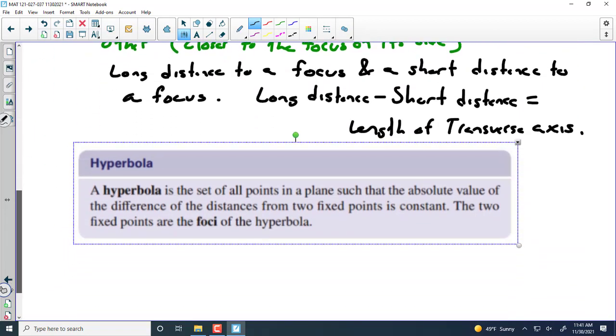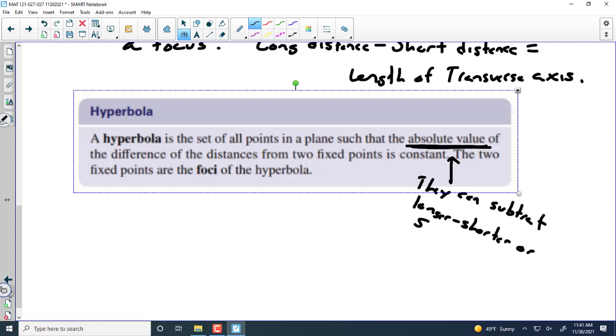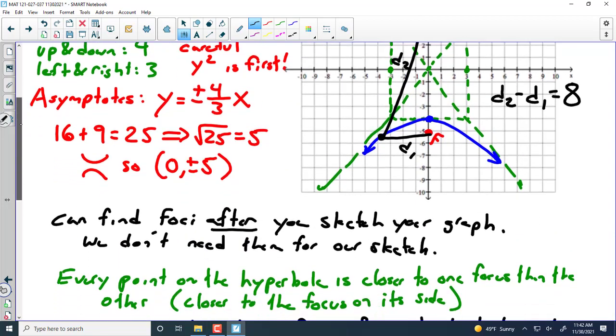The reason they use absolute value in here, just so you're clear on this, is because then they can subtract longer minus shorter or shorter minus longer. Because if it's in absolute value bars, then you're going to get a positive answer either way. Then they don't need to say longer minus shorter. They can just say you find the difference between the two. Not a big deal, but that's why they mention absolute value and I don't. Okay, that is how a hyperbola works. That's how a hyperbola gets its shape.